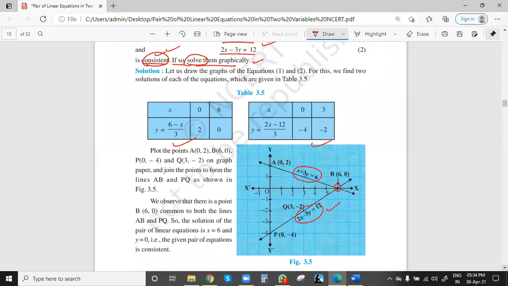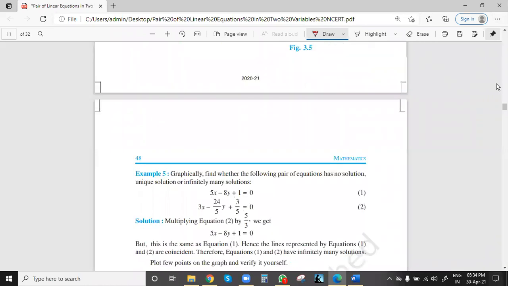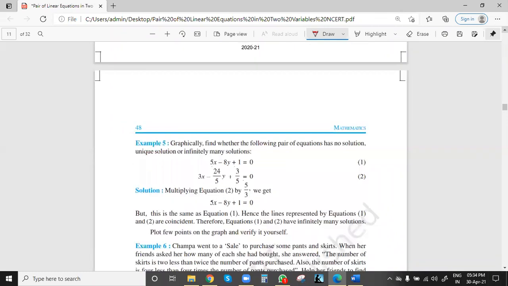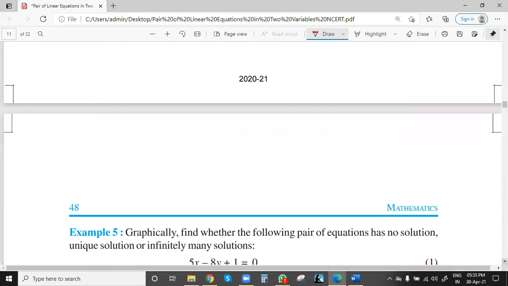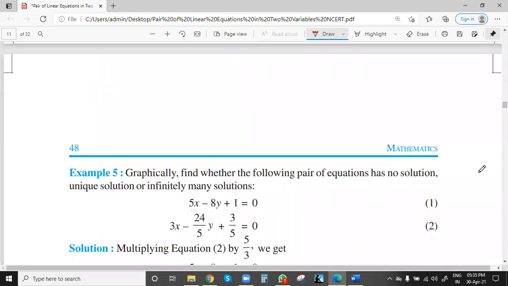Now one more question we'll see. Fifth one is the last question, fifth, sixth. Okay, so the fifth one I think is this now. You need not draw a graph. Just from the question you can see whether it is a unique solution or infinite solutions or no solution. Fifth one, everyone will try. Graphically, find whether the following pair of equations has no solution, unique solution, or infinitely many solutions.